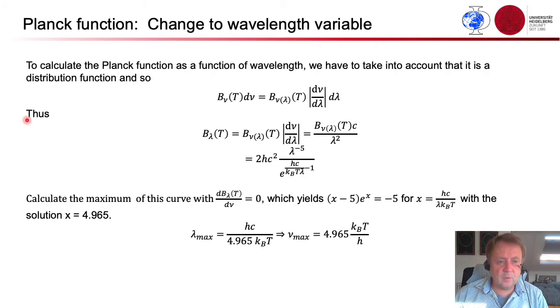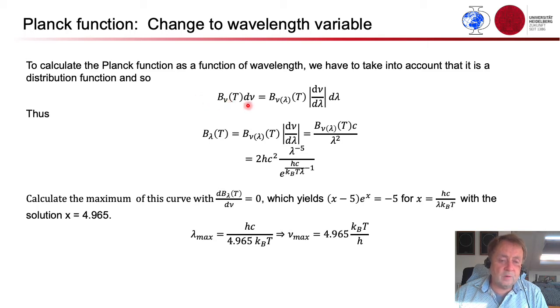I think last time we already talked about the fact that the Planck function can be given in at least two different notations. We can also express the Planck function in terms of wavelength instead of frequency. And therefore, to do this transformation, we have to account for the fact that the Planck function is a distribution function. It describes the energy distribution of the radiation field. Therefore, we have to do the transformation as follows.